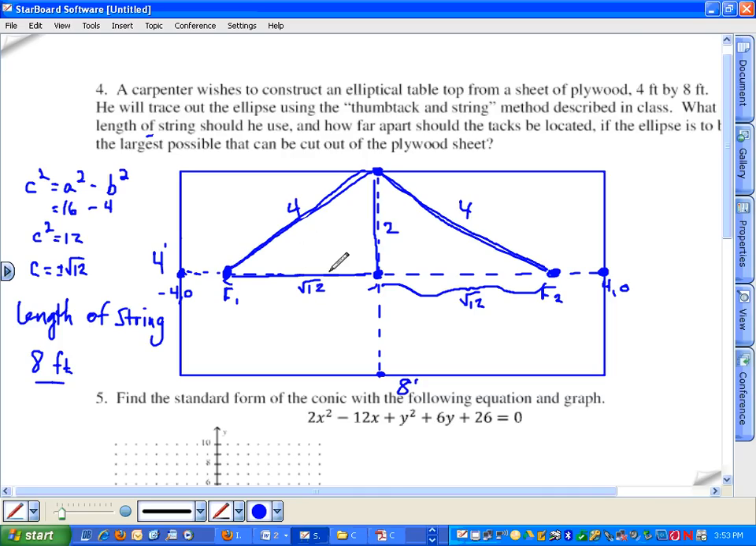Now, how far apart are the foci? Well, it's the square root of 12 plus the square root of 12. Now, the square root of 12 is approximately 3.4. So if you have 3.4 added to 3.4, the foci are located about 6.8 feet apart, 3.4 feet from the center.